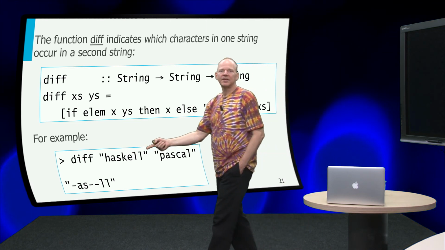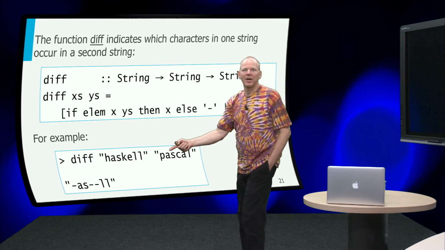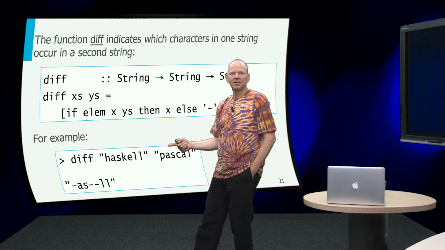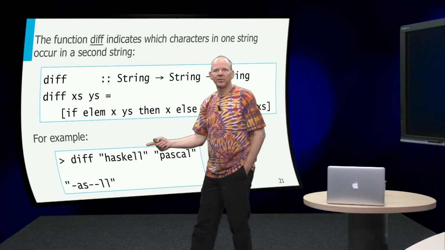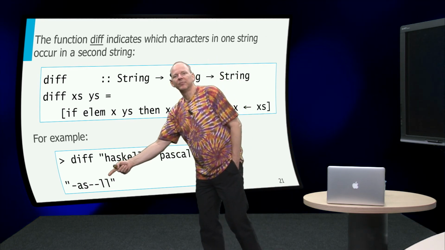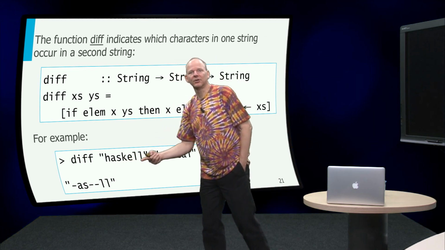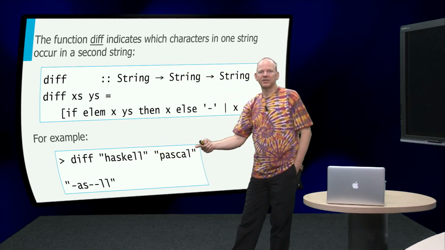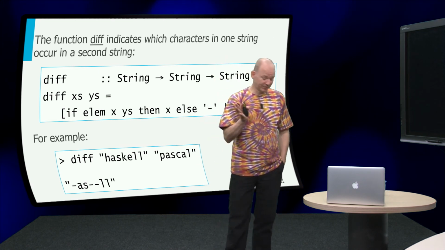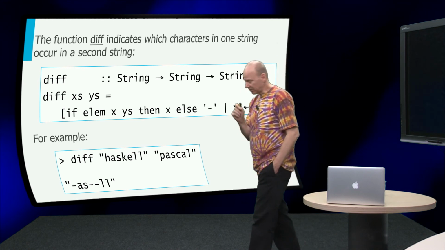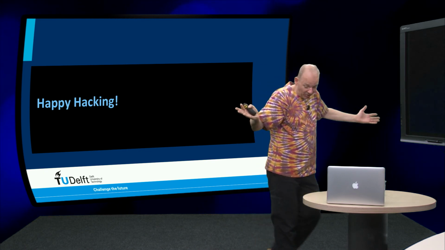So for example, if we take the diff between Haskell and Pascal, then we see that the A and S appear here, and the double L appears here because L appears there. But we see it twice because we just look whether L appears in this string, yes, and then we see another L that appears here as well. So it's a very simple diff. It just checks which characters of the string on the left appear on the right. All right, that was the whole game.